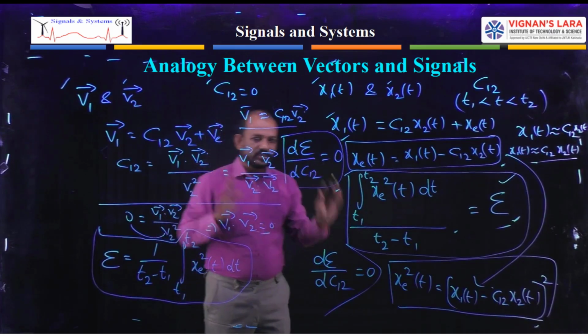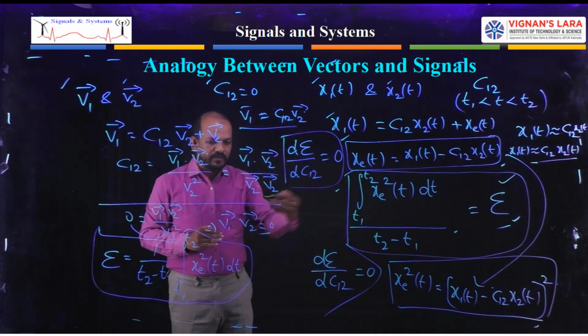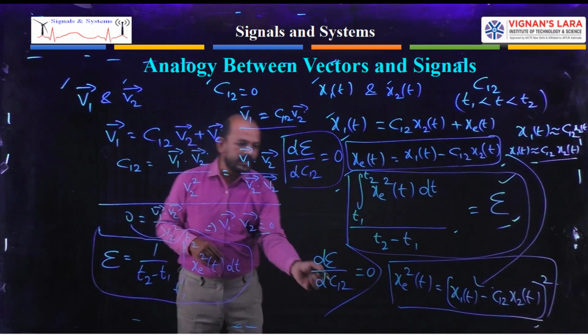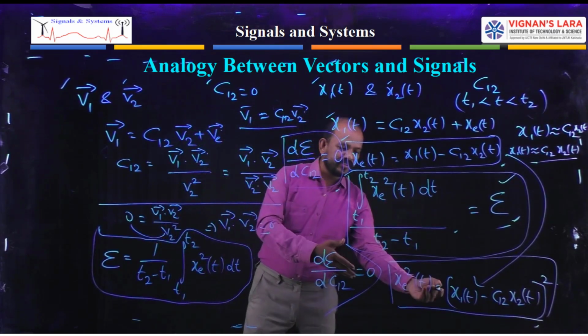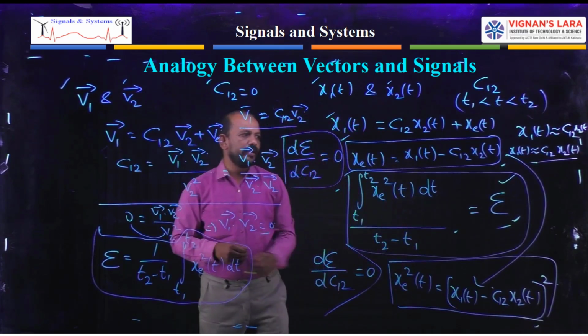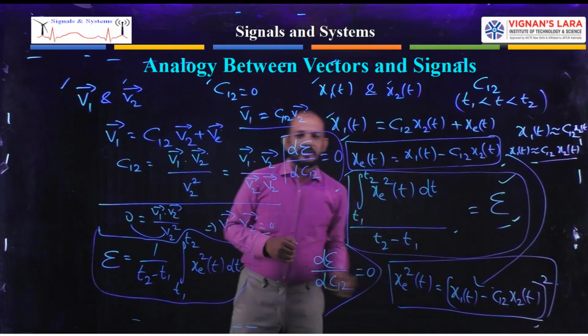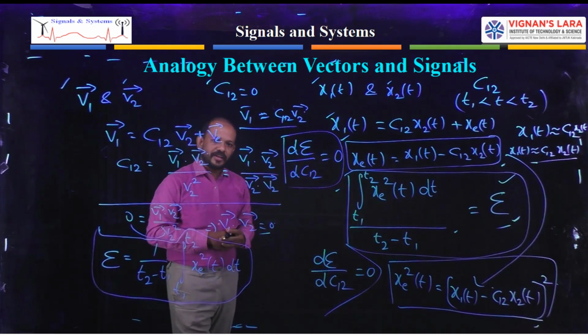So these are the representations. Now I am going for the derivation to find the value of C12. You all know the value of xe of t. Then I go on for xe square of t, and finally I got an equation for the mean square of the error.